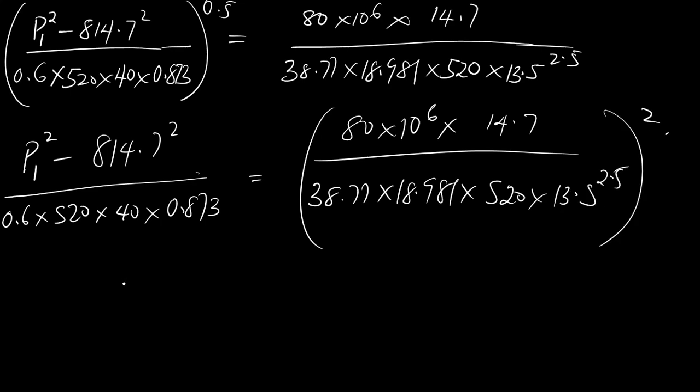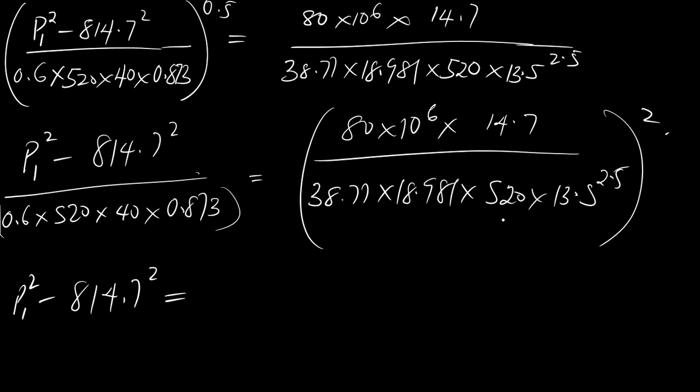So the whole of these things will now be squared. So now we have P1 square minus 814.7 square. We'll now multiply both sides with this value, with this denominator value here. So now multiplying both sides by this, we're left with this.